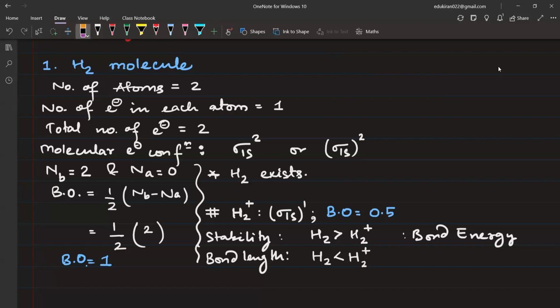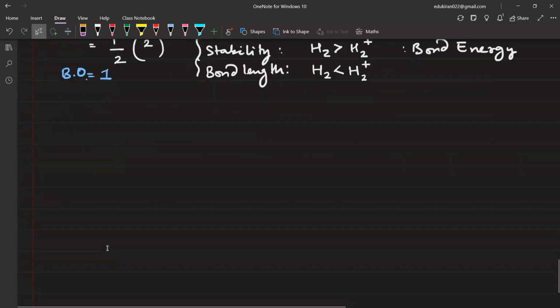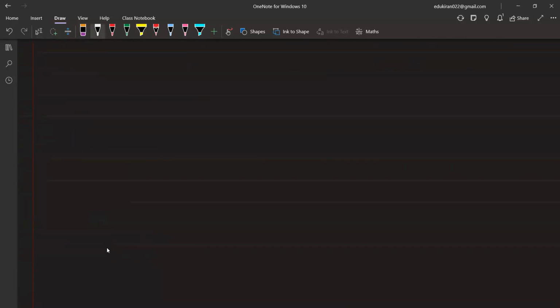Yes or no? Please note this down if you have not noted. If you have noted, please let me know. Done? Can I move on? Next one will be helium-2 molecule. The second one is He2 molecule.